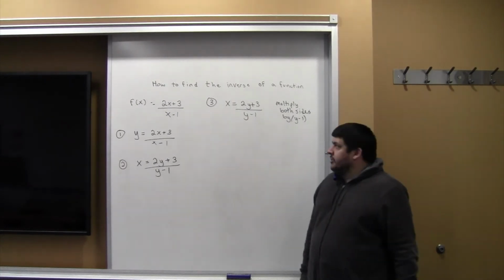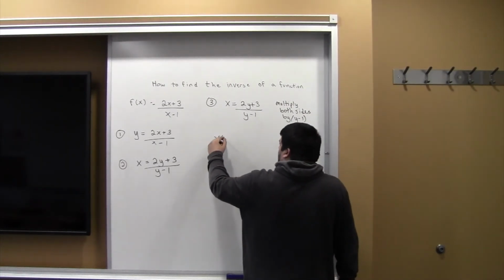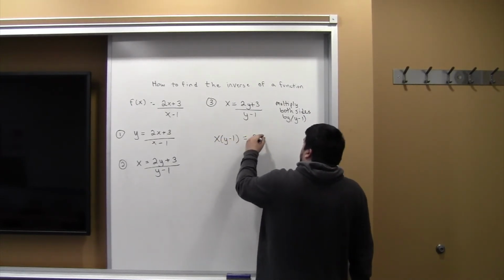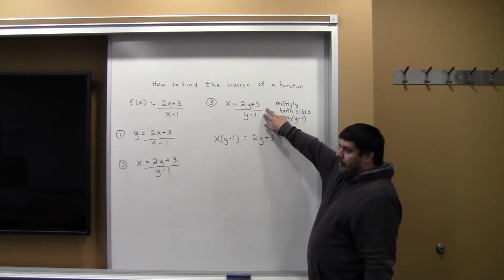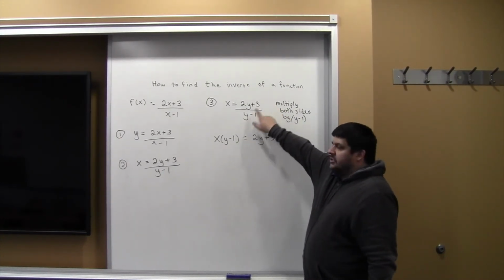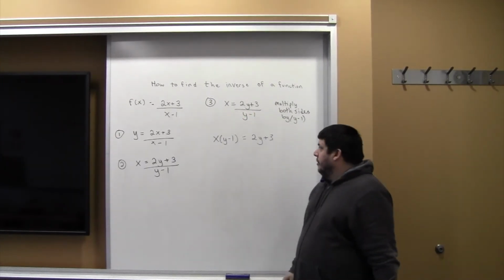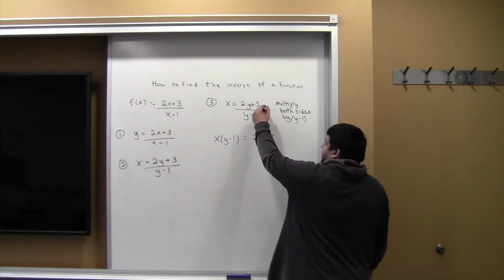We're just doing some algebra here. So when I do that, I get x times y minus 1 is equal to 2y plus 3. The reason that we get that is if I multiply this side by y minus 1, those divide out to 1, they cancel out here, and then I'm left with the y minus 1 on this side. Alright? So that's what we're doing here.